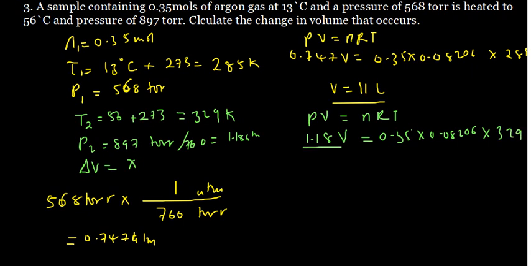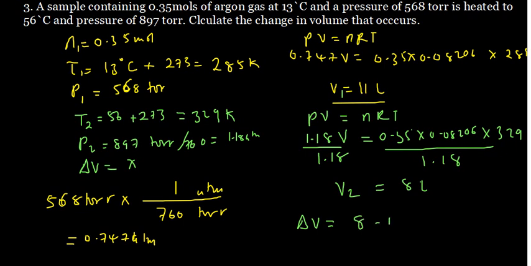Therefore, if we divide both sides by 1.18, this is going to give us a volume of 8 liters. The question is to find the change in volume. So change in volume is given by final volume minus initial volume, 8 minus 11. That is going to give us a negative 3 liters. So meaning that the volume decreased. That is why the change is negative.